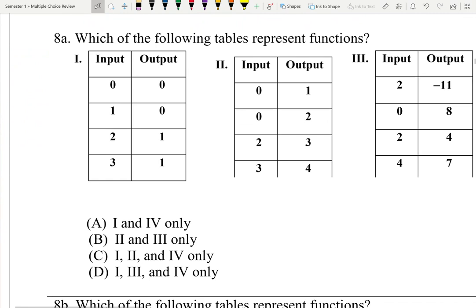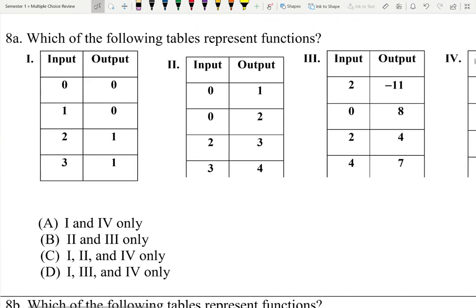Which of the following tables represents a function? Well, remember, for a function, for every input, we can only have one output. So we input a 0, we get out a 0, input a 1, get out a 0. That's okay to have the same outputs. It's not okay to have different outputs for the same input. So that's okay, that's okay. That's okay. Now here's our problem. With the same input of 0, sometimes we get out a 1, other times we get out a 2. That's a no. So this one is a no.